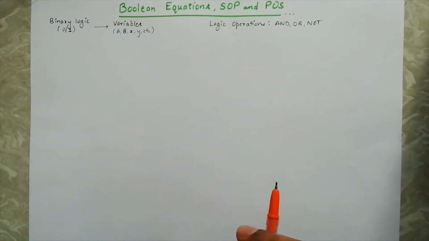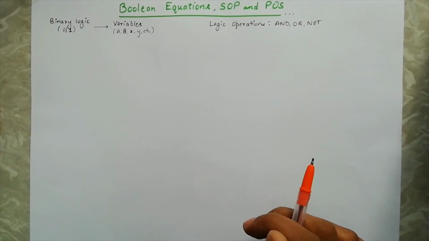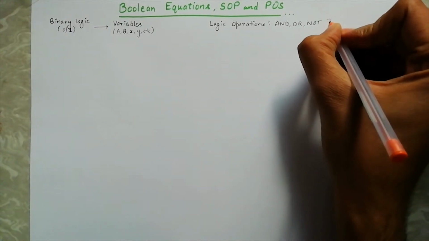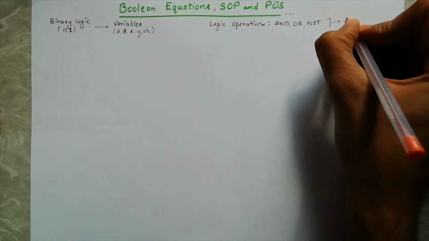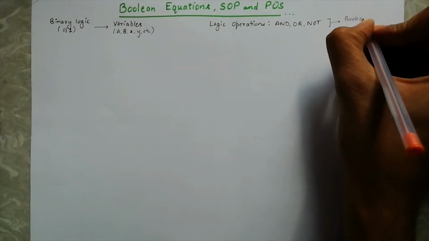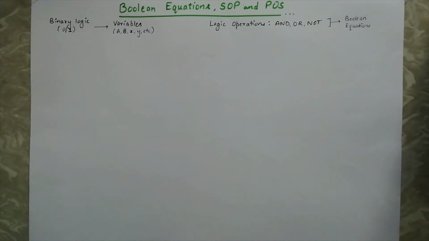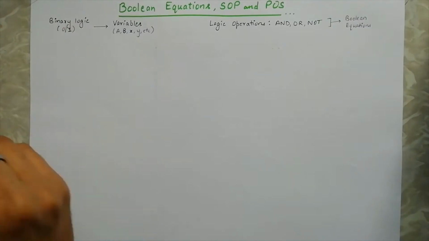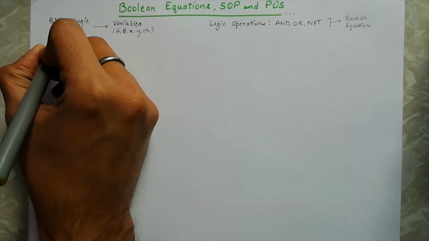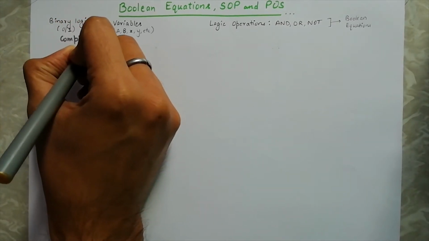Using these three logic operations, we can form equations much like the equations in the decimal system we are familiar with. And these equations that deal with variables that are either true or false, 0 or 1, are called as Boolean equations. Let's first look at these three logic operations.